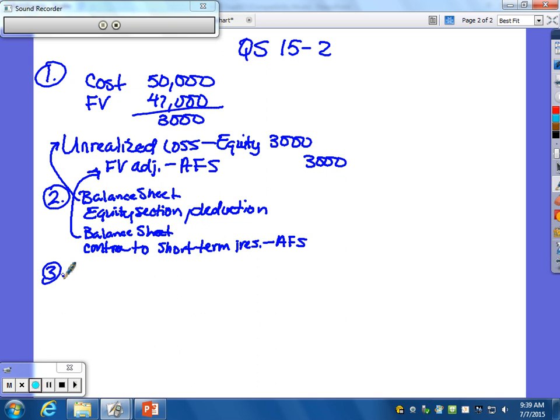$25,000. So if we are recording the sale of one half of it, obviously $50,000 times one half is going to be $25,000. And then they sold it for how much? $26,000. $1,000 difference, right?